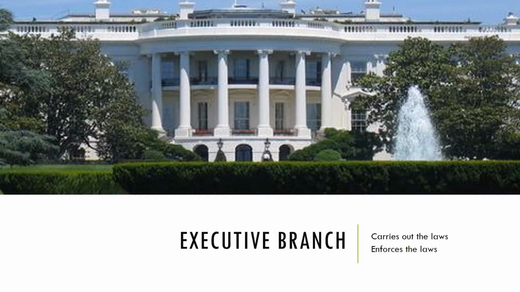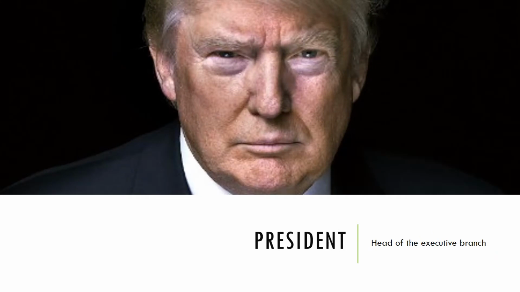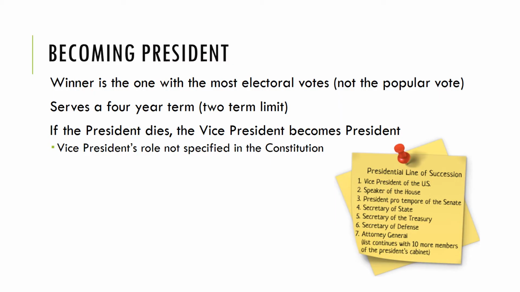But there are essential roles it plays in terms of putting laws into effect, otherwise known as implementing them, and enforcing the laws. At the top of the executive branch is the president. As of 2018, our president is Donald Trump. It's essential to understand that we don't directly vote for the president as we do for our Congress members. The winner of the Electoral College wins the presidency.